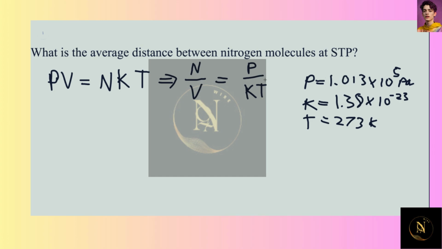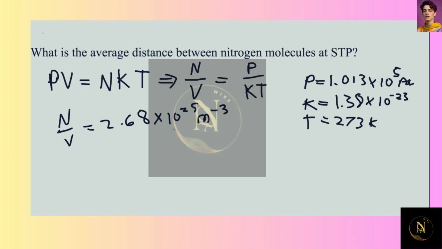And substituting all of those in, we get number of molecules per volume, N over V, is equal to 2.68 times 10 to the 25 molecules per meter cubed. Let's just correct that. So meters cubed. So this number of molecules per meters cubed is equal to this number here.